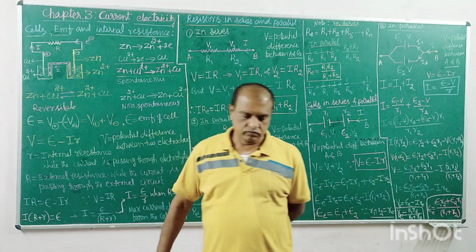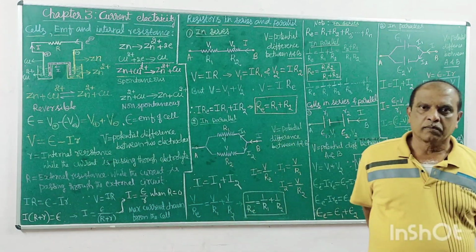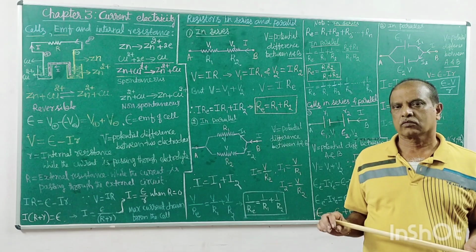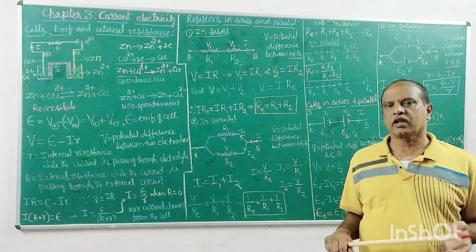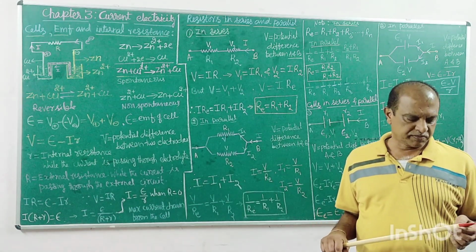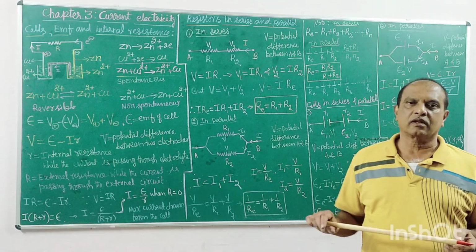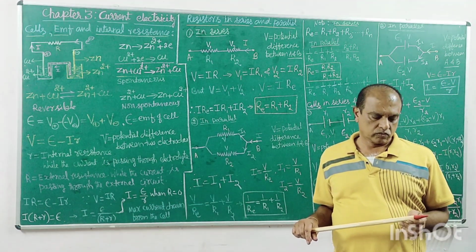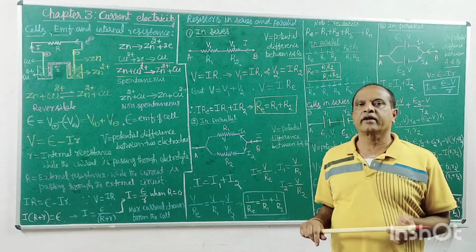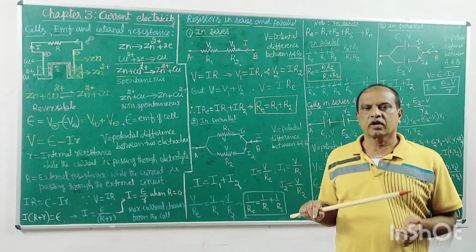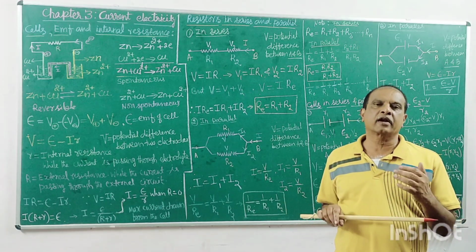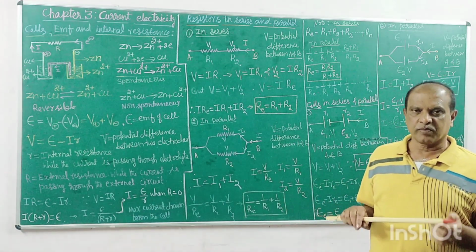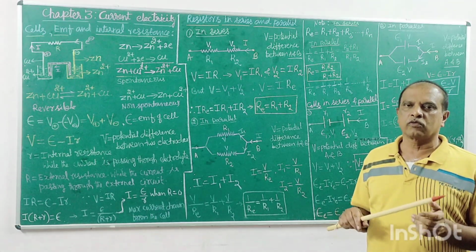You have heard of it. An electrical battery is an electrochemical cell. What is meant by electrochemical cell? Chemical reactions accompanying electric current. So electric current and chemical reactions both are involved in it.